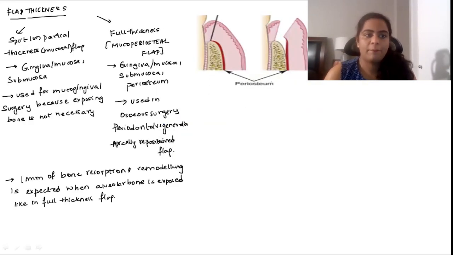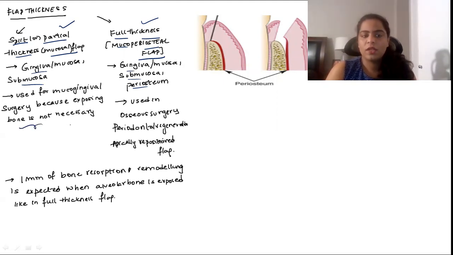Next, we have flap thickness. We have two kinds. One is split or partial thickness mucosal flap, and another one is full thickness mucoperiosteal flap. Here, split means it does not include the periosteum, whereas full thickness means it includes the periosteum. Okay, so here gingiva and submucosa are involved. Here gingiva, submucosa, and periosteum are involved.